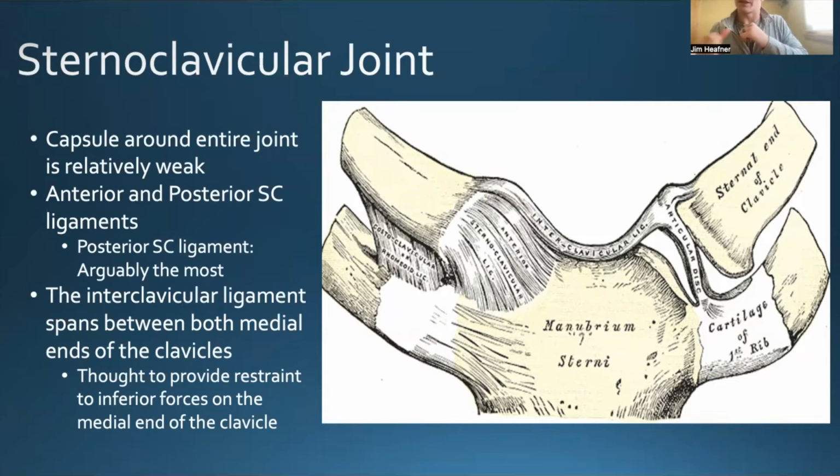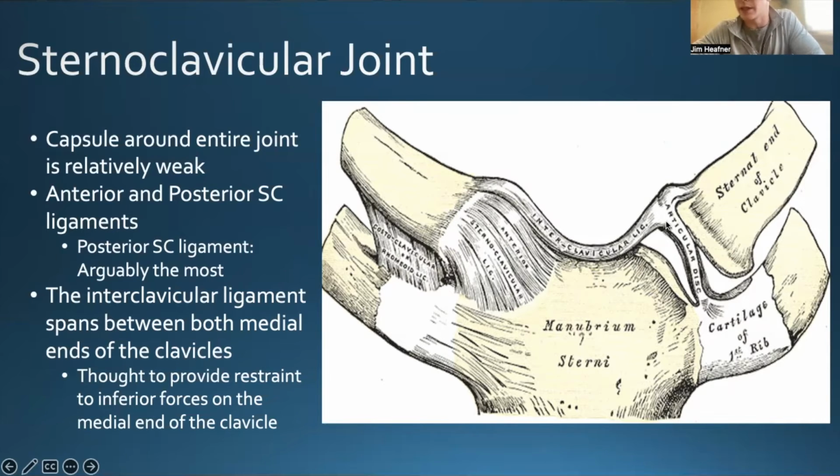And that's important because if the SC joint would get dislocated posteriorly, there's some very important structures, arteries, veins, and nerves that underlie that area. So we need that posterior SC ligament to be very strong to resist any motion posteriorly at the SC joint. And then we also have an interclavicular ligament that spans both medial ends of the clavicle. So over the top of the anterior SC ligament, we have this interclavicular ligament that runs across there.